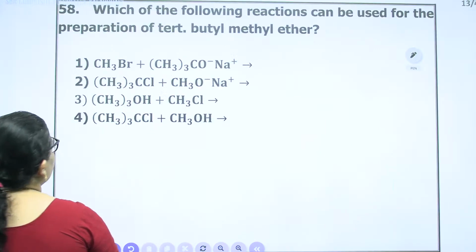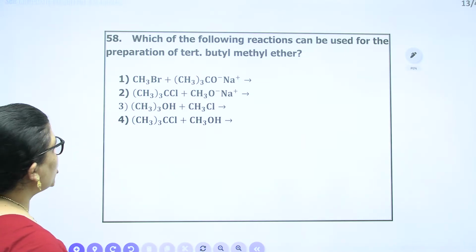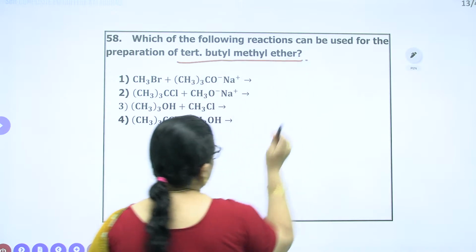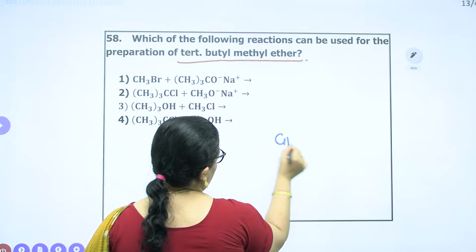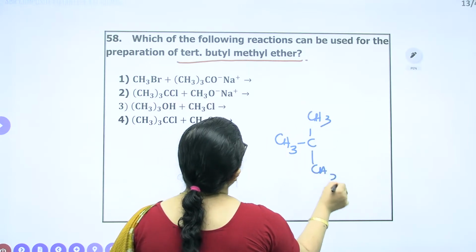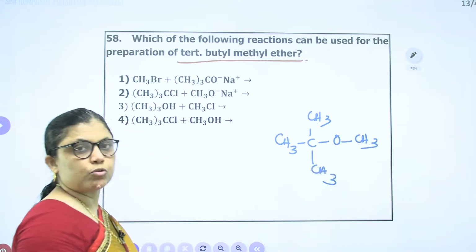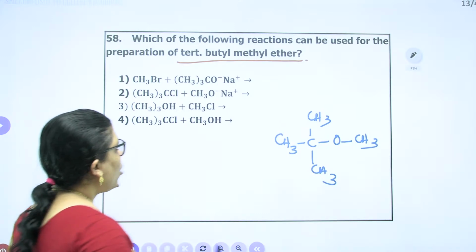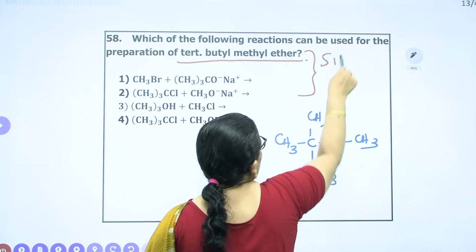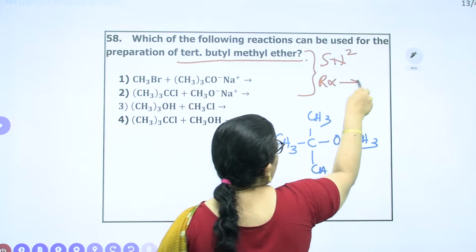58. Which of the following reactions can be used for the preparation of tertiary butyl methyl ether? Tertiary butyl methyl ether, (CH3)3C-O-CH3. Always remember that formation of ether will follow the SN2 mechanism. So it means that the alkyl halide must be primary.